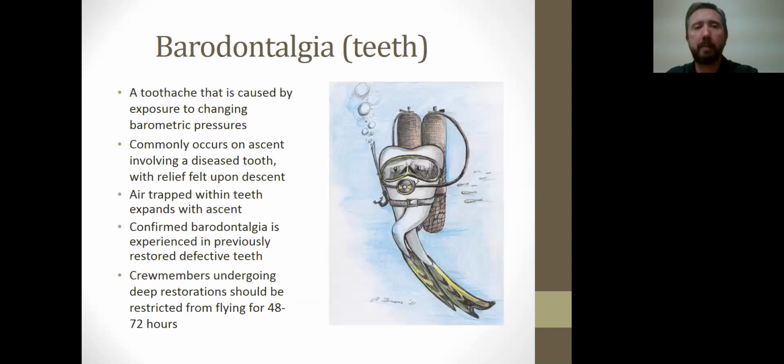All right. So barodontalgia, the teeth. Okay. If you're having any dental work, be sure that you do not fly 72 hours post dental treatment. Due to Boyle's law, again, this can cause expansion and cause excruciating pain in the tooth canal there. It commonly occurs on ascent because of that Boyle's law, and typically, for the most part, depending on the altitude, you may feel relief on the descent aspect.